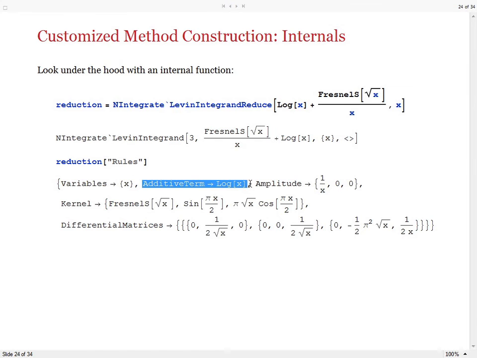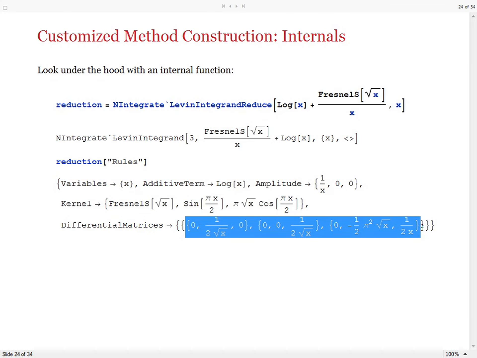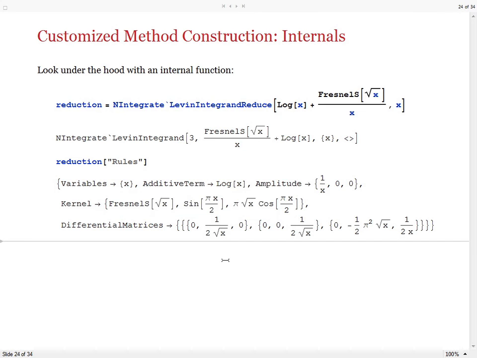There is an additive term, a multiplicative amplitude term, then there is the third order differential equation represented in matrix form, with the oscillatory function and its derivatives in this vector. For a more complete description of the LevinIntegrand data structure, see the advanced documentation tutorials for NIntegrate.